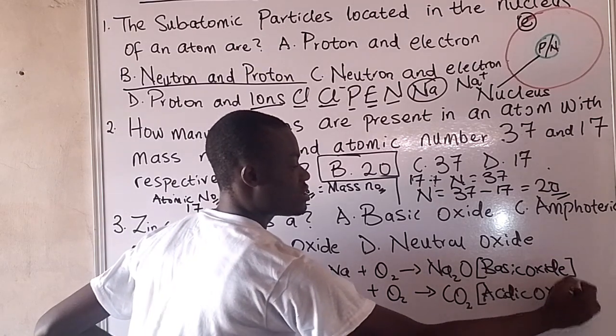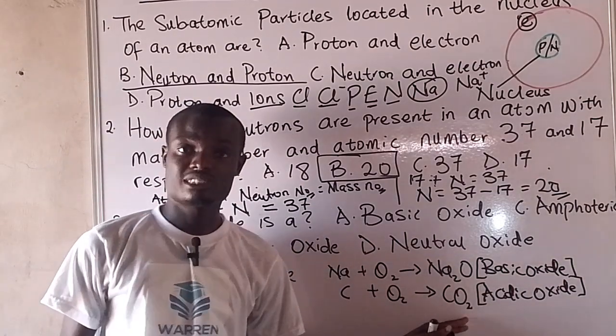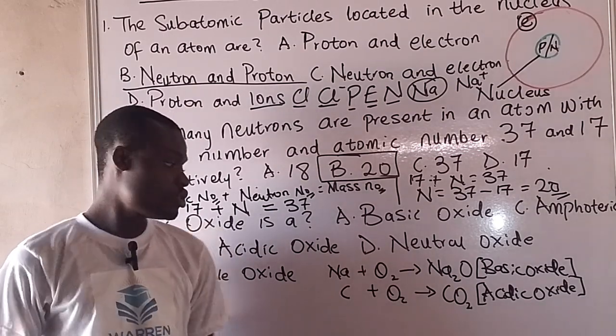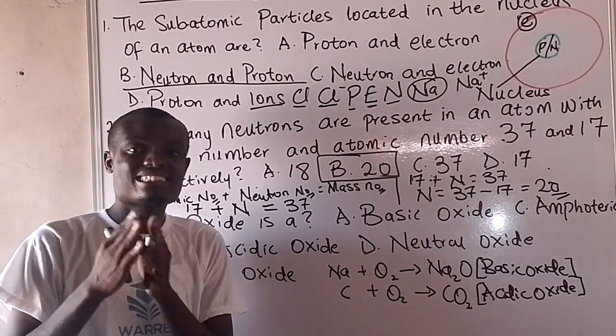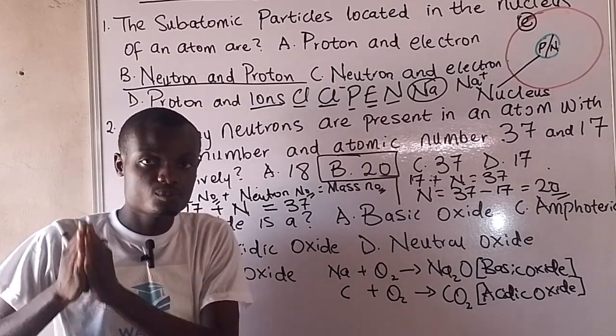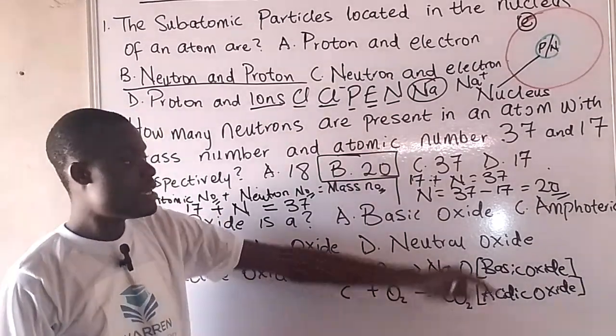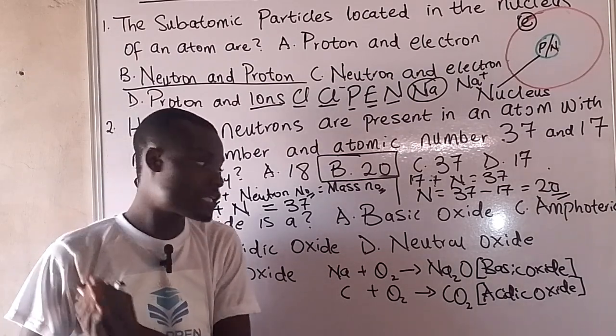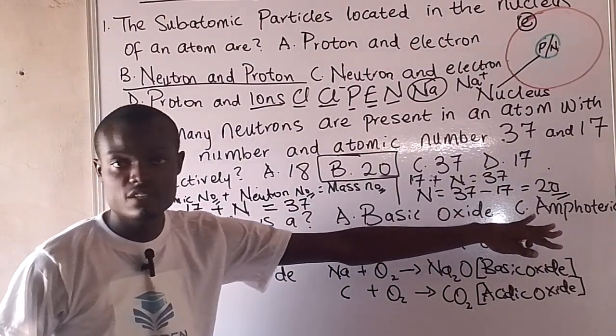Now, why is it called an acidic oxide? It's called an acidic oxide because it is formed when oxygen reacts with a non-metal, in this case carbon. And secondly, they will dissolve in water to give us acid, just like basic oxides dissolve in water to give us bases.